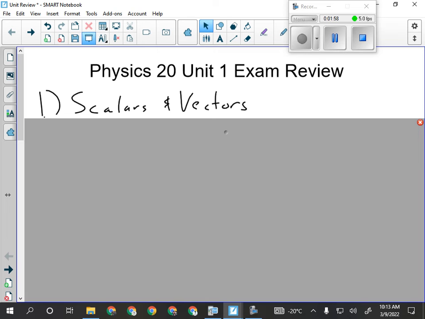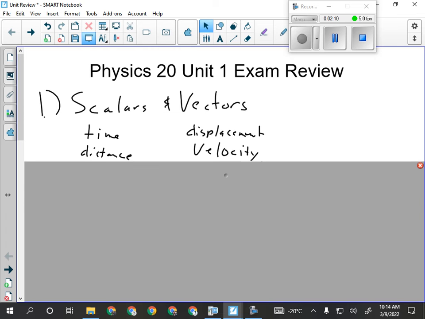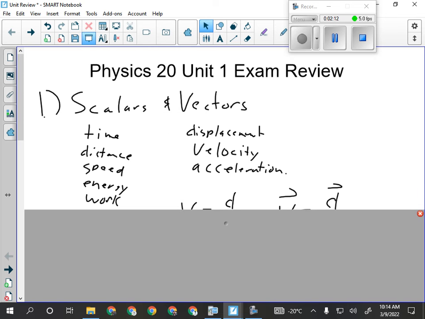Okay. Which ones are vector? There's like 4. Displacement. Velocity. Acceleration. Okay. There's only 3. Oh, these ones that we haven't actually done yet. That's why I figured the list was longer, because we haven't talked about energy and work yet. That's next unit, but energy and work are also scalar quantities.